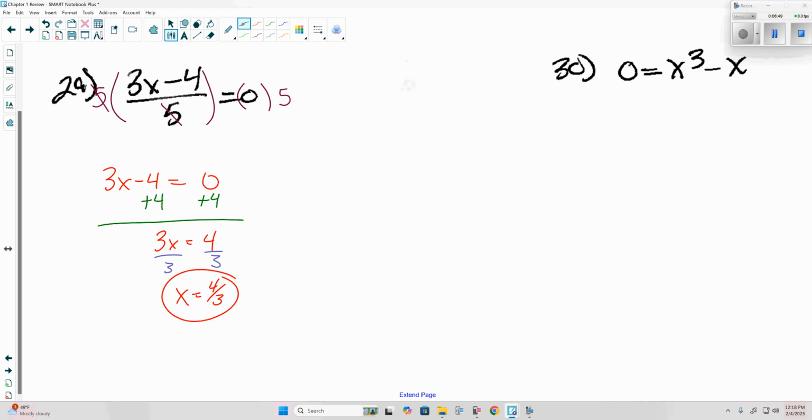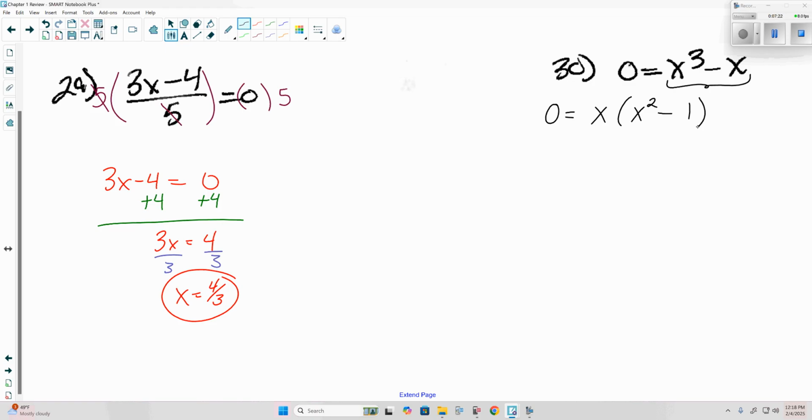For 30, 0 equals x cubed minus x. Whenever we have these higher degree polynomials, x to a power greater than 1, we'll need to get it all on one side. Now this one here we can factor. There is a greatest common factor between x cubed and x, and that's actually just x. So if we factor the x out of x cubed minus x, we get x times x squared minus 1.